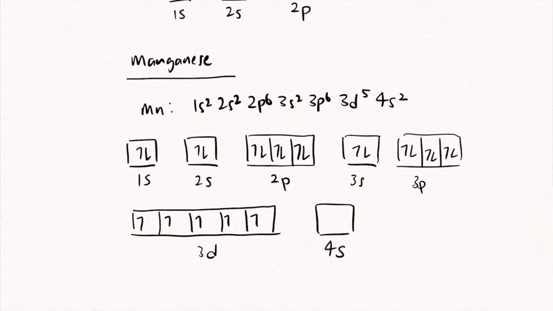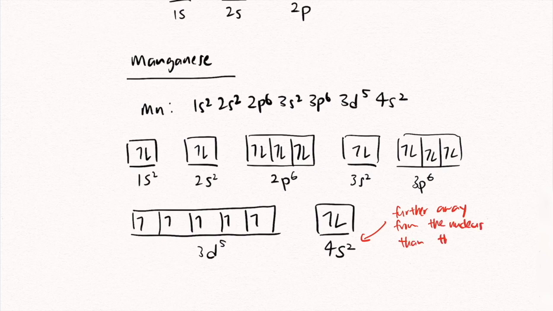Now finally, 4s2 for the final 2 electrons. You can label the number of electrons in each atomic orbital if you want to. This is the electron-in-box diagram for manganese. Do note that the 4s2 electrons are further away from the nucleus as compared to the 3d5 electrons, since they are in a higher principal quantum shell.